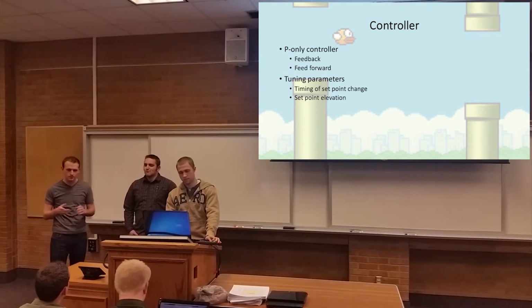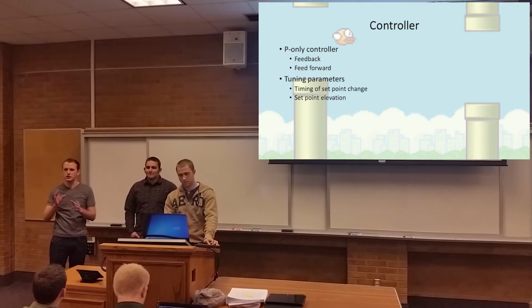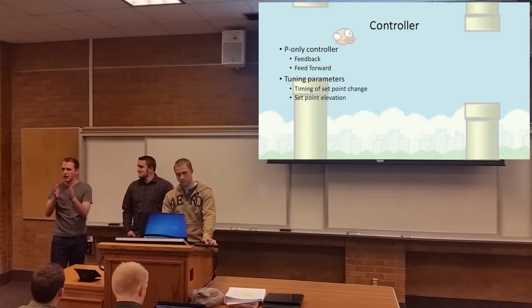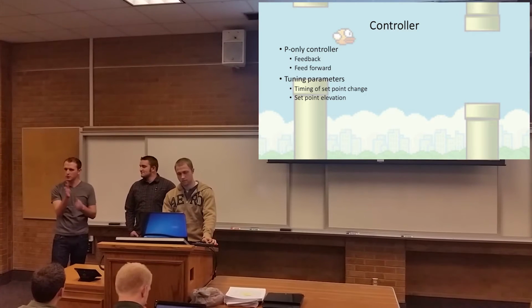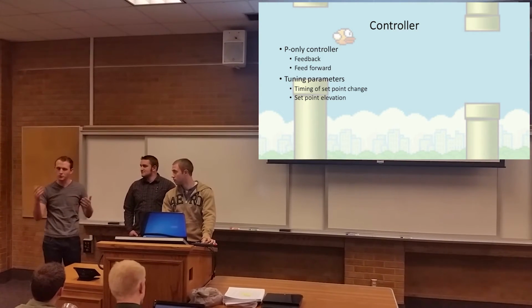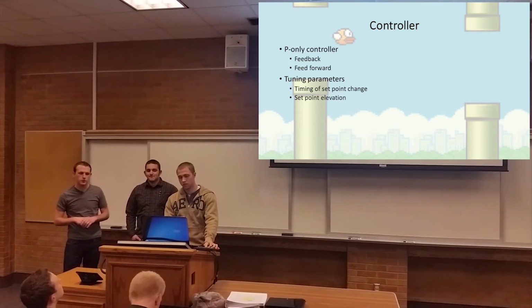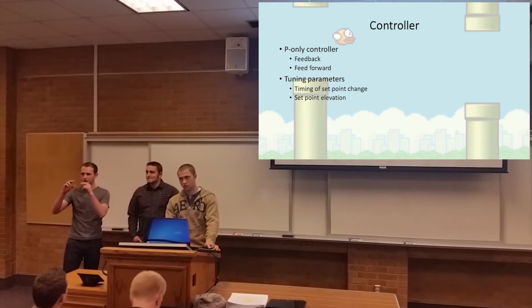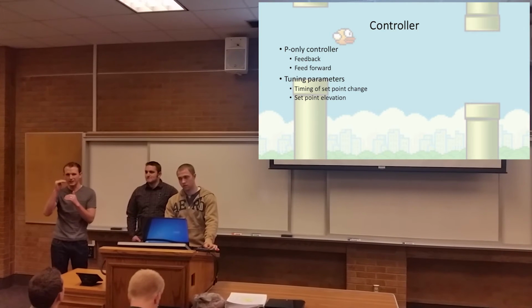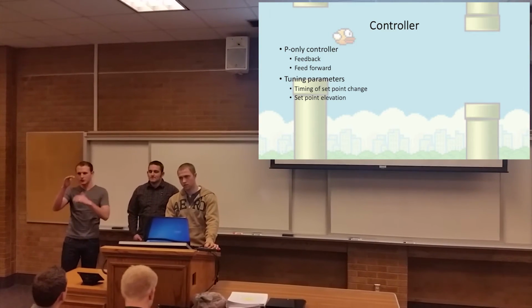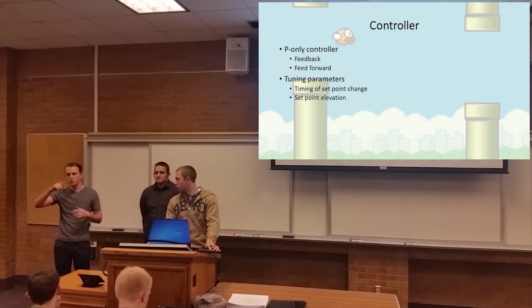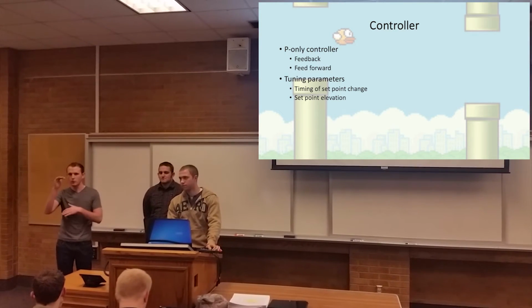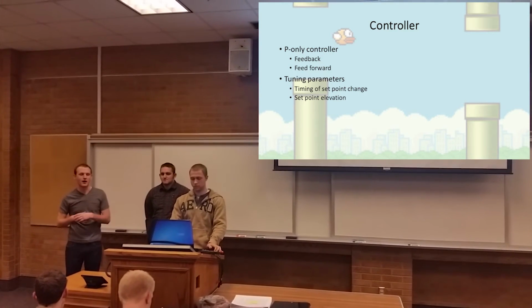The first was when the set point changed. So basically, as soon as you get out of the pipe, it would change to the next one, but you could make it change just a tad before that so it had more time, things like that. And the other parameter was the set point elevation. The set point wasn't exactly the average between the pipes, exactly in the middle, because if we moved it lower, then there would be more room for jumping, and we wanted it to not run into the top of the pipe.